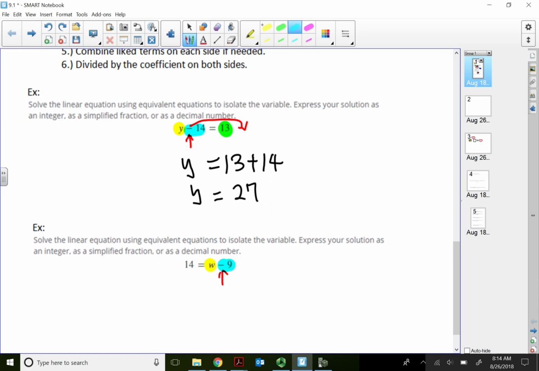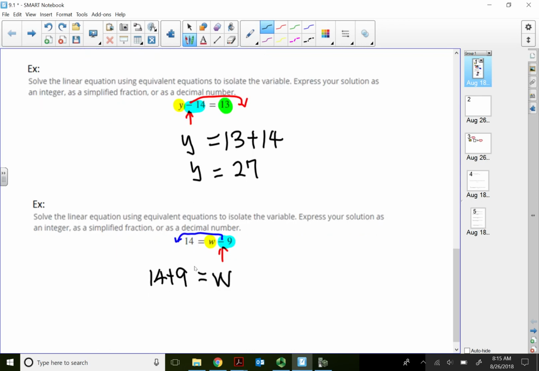So that means I can pick up my negative 9 and move it to the left side. So equal sign in the middle, W is still W on the right. So now I can say W equals 14, still 14 on the left side. Negative 9 moves over to the left side and becomes positive, because when I move a term across the equal sign, I got to change the sign.